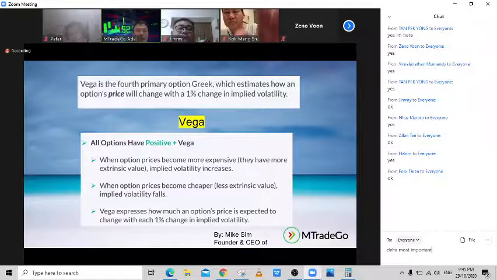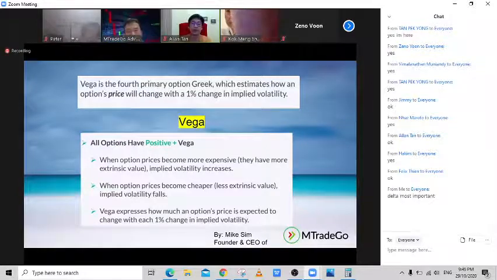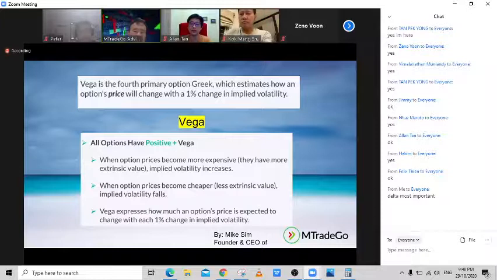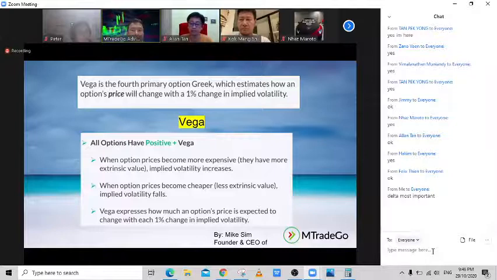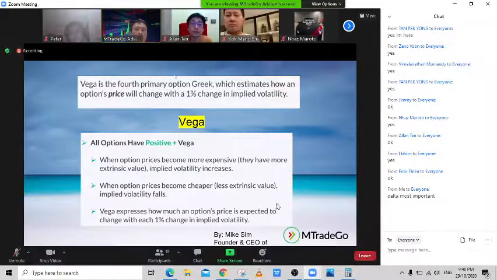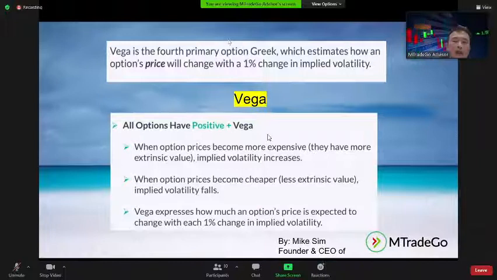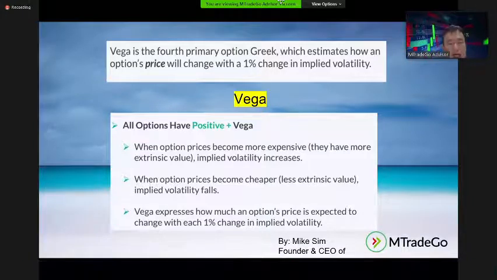Vega. Honestly speaking, when you talk about Vega, it's very related to implied volatility. Option price changes with the implied volatility, and implied volatility will determine the value of Vega. Normally, the higher the implied volatility and the longer the option has until expiring, the higher the Vega. It relates heavily to implied volatility.